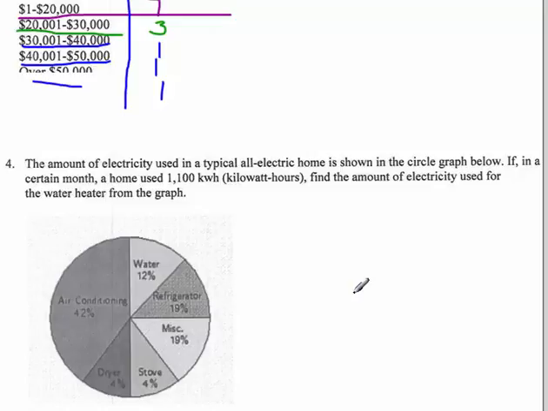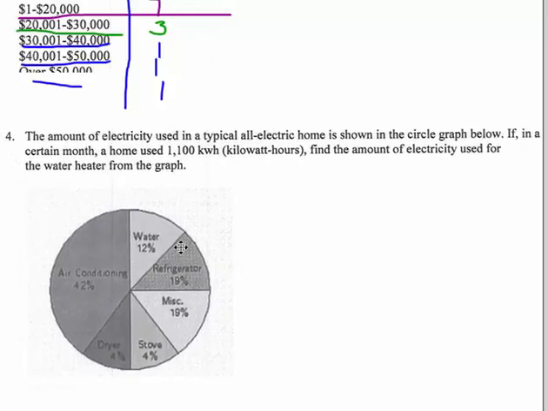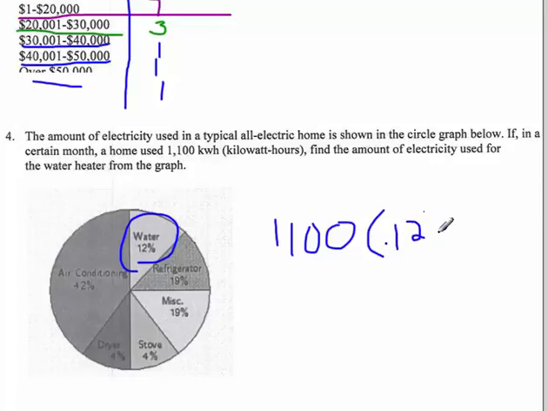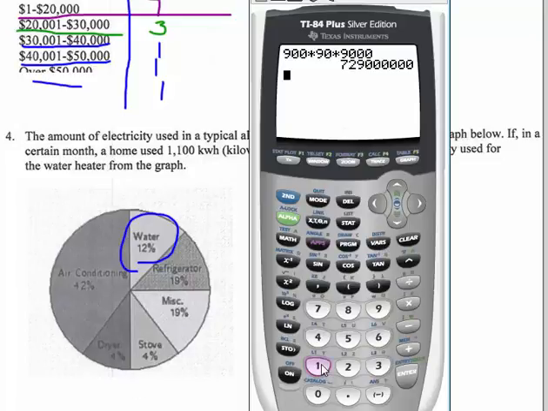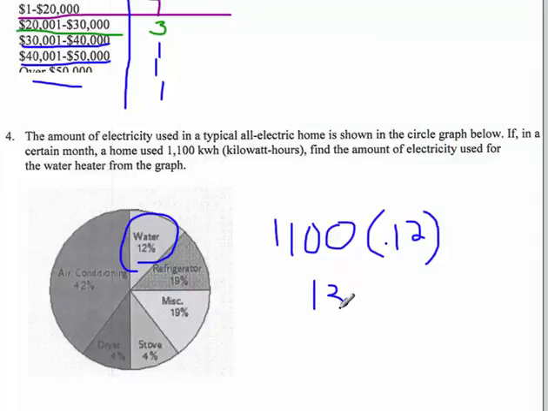Now, when you've got something like a pie chart, this is more of a simple little common sense problem. This represents the amount of electricity used in a month. And it says that in this home, in this particular month, they used 1,100 kilowatt hours of electricity. And we want to know how much of this was represented by the water heater. So we just multiply it times 0.12. See, those percentages never ever go away. So we put it in the calculator, and we have 1,100 kilowatt hours times 12% or 0.12. And that gives us 132. 132 kilowatt hours of electricity was used by the water heater.